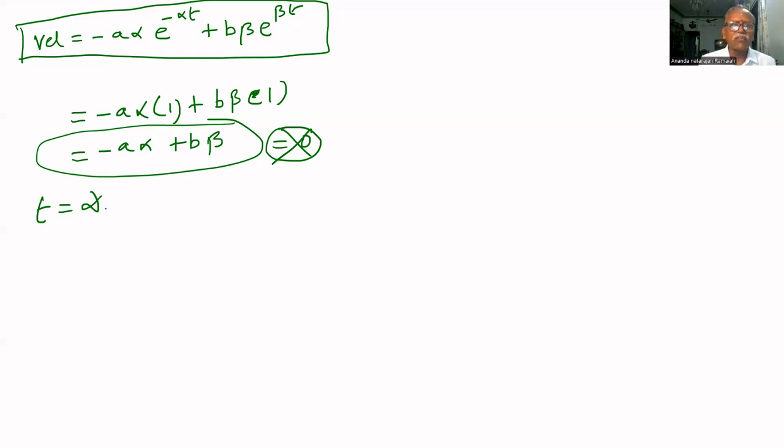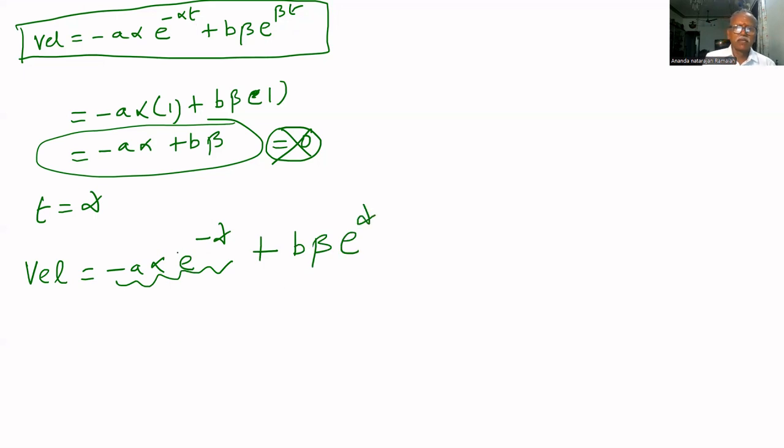So let us substitute t equal to infinity in this equation. Velocity equal to minus a alpha e power minus infinity. Forget about alpha; anything multiplied with infinity gives infinity. E power minus infinity equal to 0. Therefore, whatever may be the value of a and alpha, you will get 0 for this. Plus b beta e power infinity. Anything to the power infinity equal to infinity.